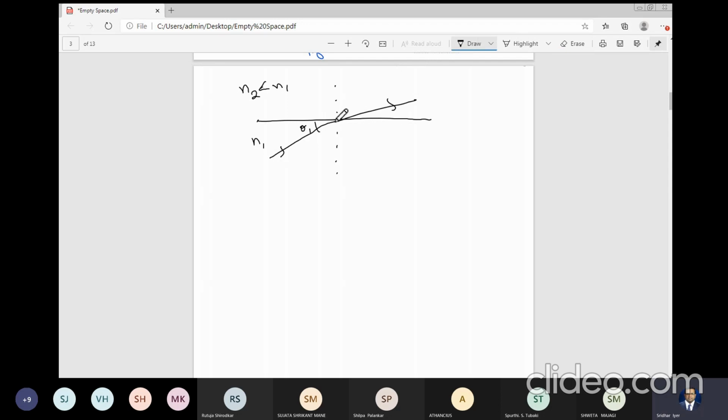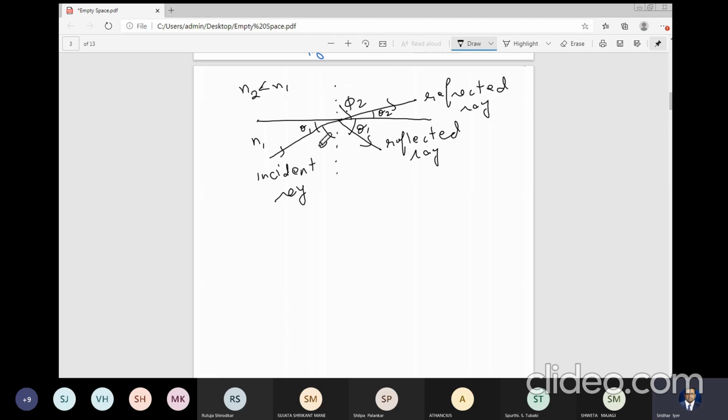You have a refracted ray and you have a reflected ray. This is a reflected ray. That is a refracted ray. This is the incident ray. This is theta1, obviously theta1. This is theta2. And let us call this angle some phi2, and this is some phi.